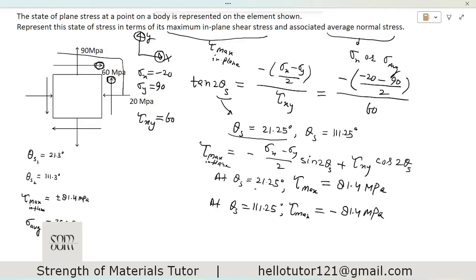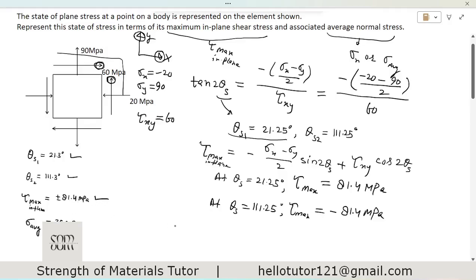Now let's compare our answer. As you can see, theta s1, because we call them theta s1 and theta s2, since we have two angles, 1 and 2. So 21.25, and here it is 21.3, which is basically rounded off. So we got this correct. Then we have 111.25, which is again rounded off in the answer, so don't worry, it's also correct. Now tau max we got 81.4 and negative 81.4, so plus 81.4 and minus 81.4. So we have done everything correctly.